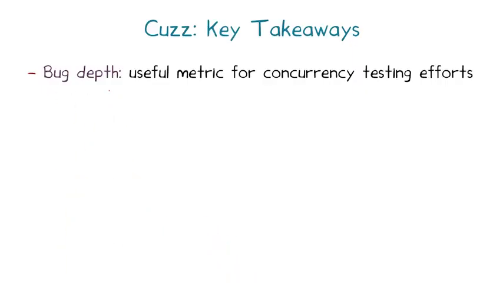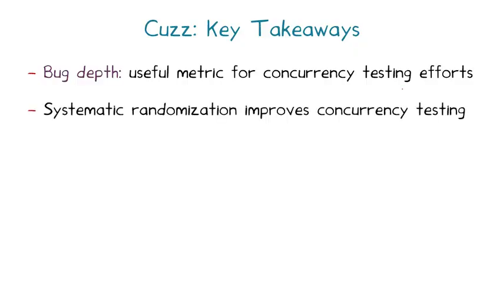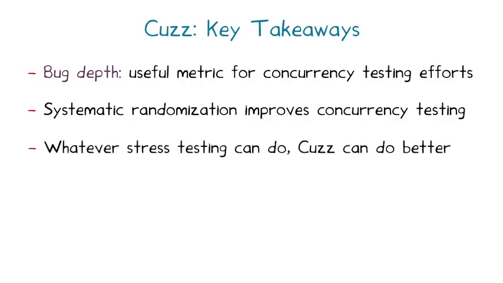Bug depth, which is the number of statement ordering constraints required to trigger a concurrency bug, is a useful metric for concurrency testing efforts. In particular, focusing on bugs with very small depths is likely to be enough to cover most of a program's concurrency bugs. Second, systematic randomization improves concurrency testing. Fuzzing thread schedules, as cuz does, gives us a guaranteed probability of finding a bug of a given depth, should one exist.